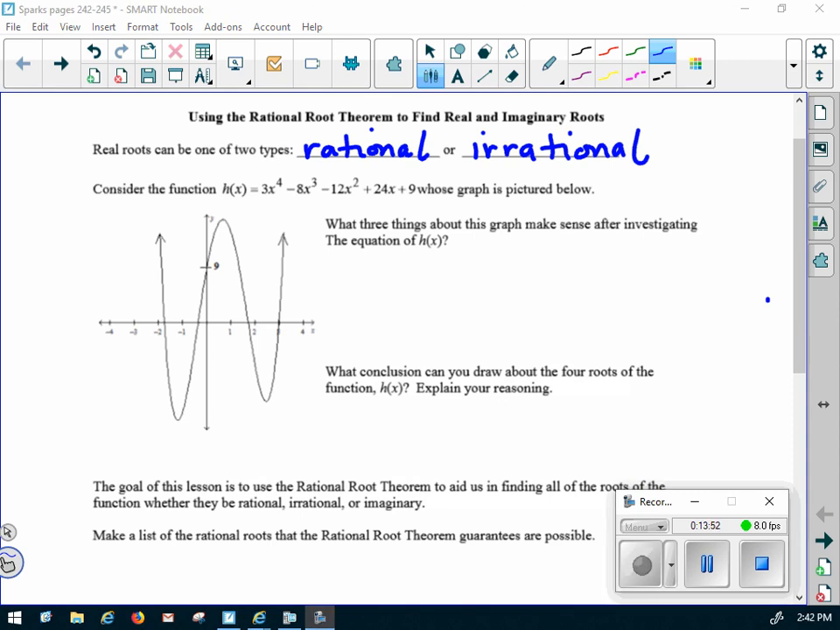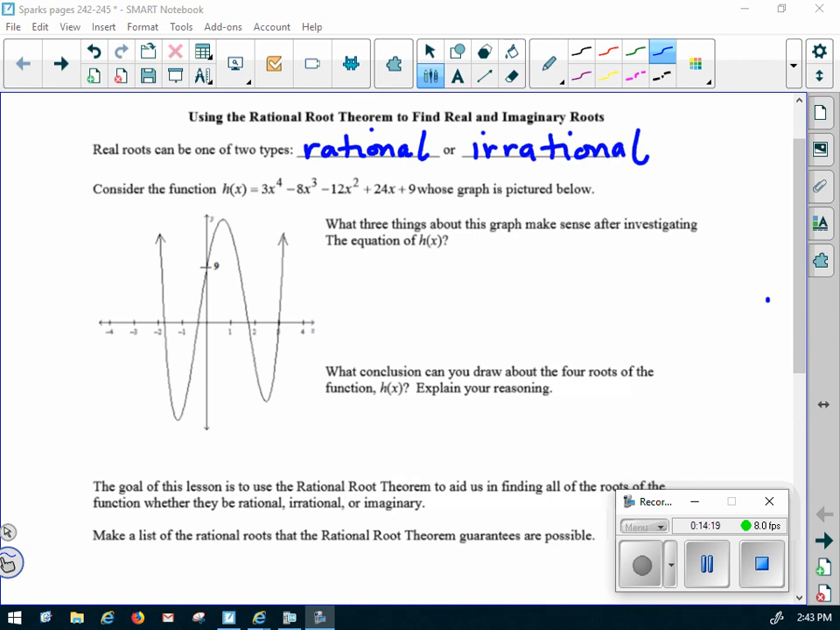So now, we got to get back to this. Consider the graph of the function that's pictured below. Now, what things make sense about this graph after you look at the equation? So look at the equation, then look at the graph and say, oh, okay, I expected that to happen. 4 zeros, okay? What else did you expect?